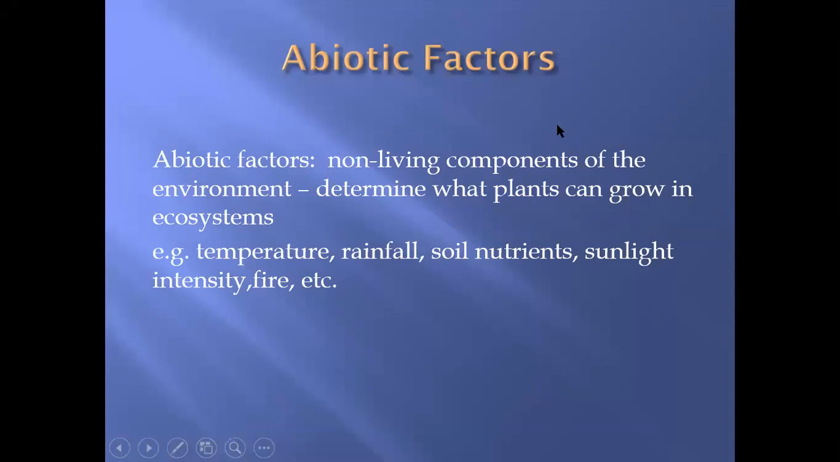All right, so we're going to talk about what resources populations need to live in a certain environment and what might limit a population in different places. So first of all, in every ecosystem, there are both living and non-living components. The non-living components of the ecosystem are what we would call the abiotic factors. And so abiotic factors are going to determine what plants can grow in a given area.